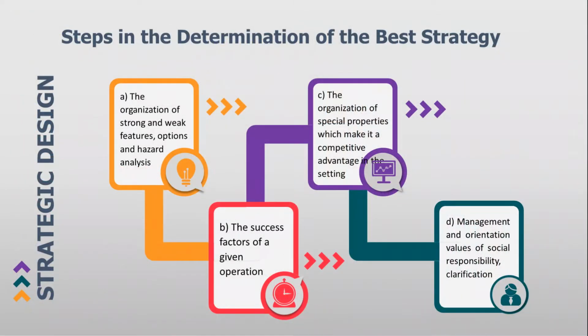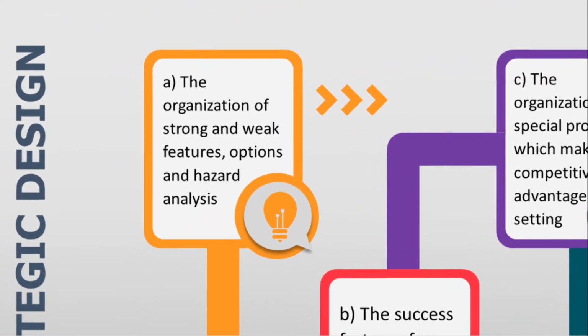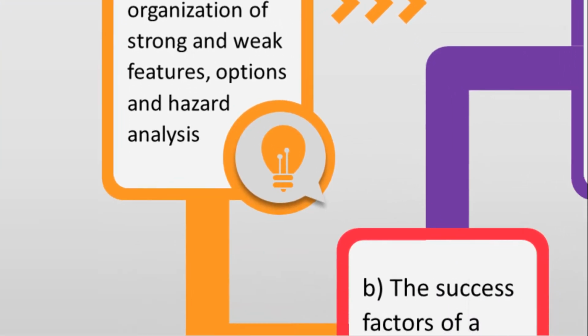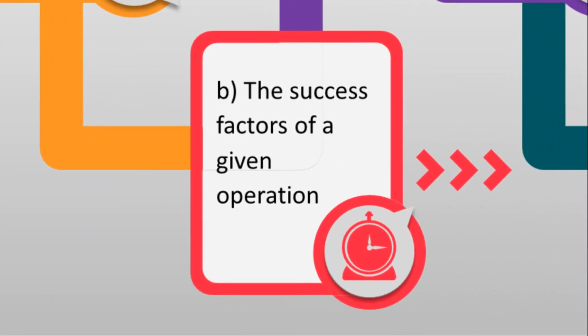A strategic design must be strictly and precisely defined in order to determine the best strategy for the organization or its alternative. So before the formation of the organization's strategy, it is necessary to perform the following steps. A. The organization's strong and weak features, options, and hazard analysis. This is in order to identify the aspects that the company lacks so that it knows how to approach these features. B. The organization must identify the success factors of the given operation.